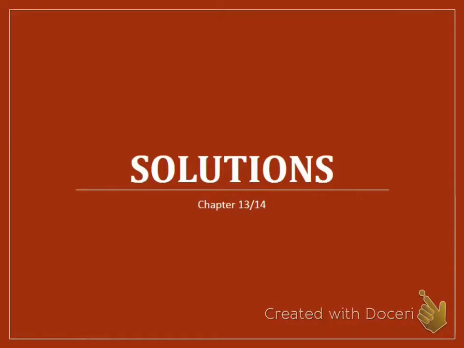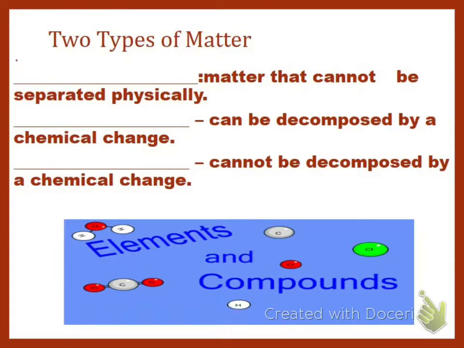This is the solutions lessons for part 2 of the notes. This is going to be a review from the beginning of the year. There are two types of matter. The first type is the type of matter that cannot be separated by physical means, and that is going to be pure substances.